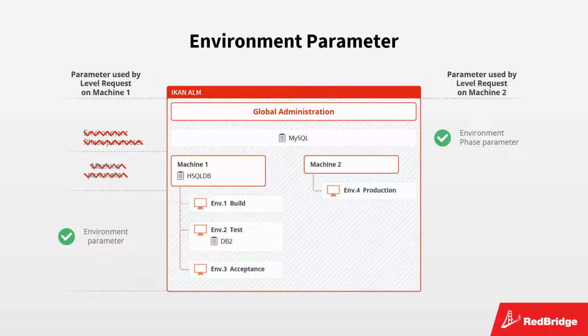So far, we have modified the initial value of the phase parameter, which has become the default value of the environment phase parameter. We have created a machine parameter, which will be used for the entire IcanDemo 004V machine, and for one particular environment on that machine, we have created a separate environment parameter.